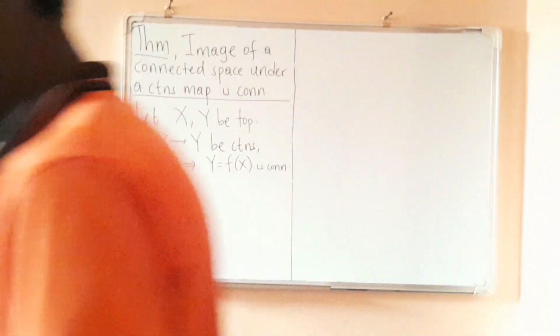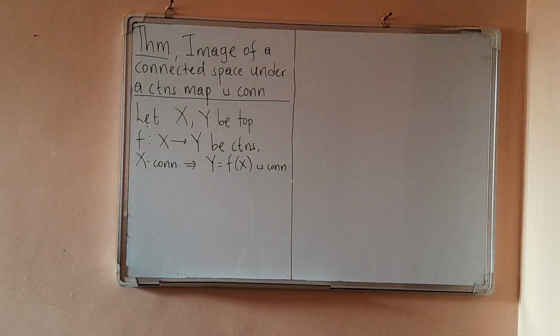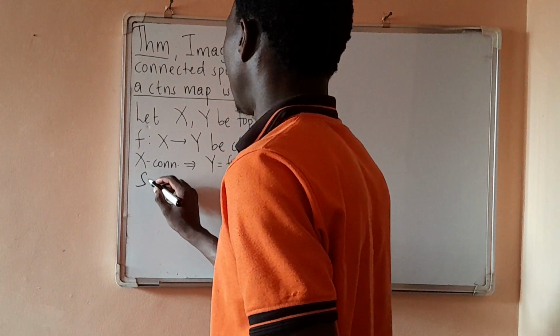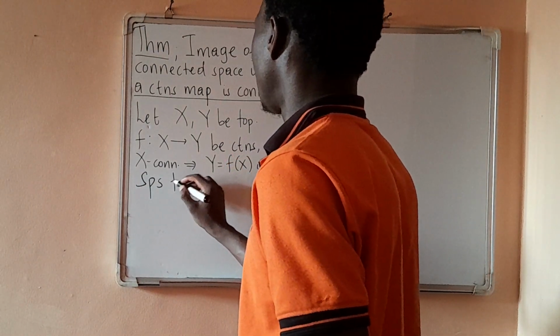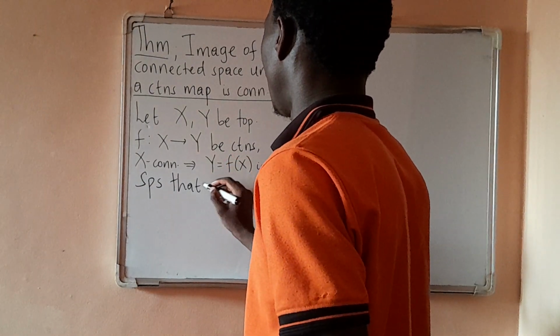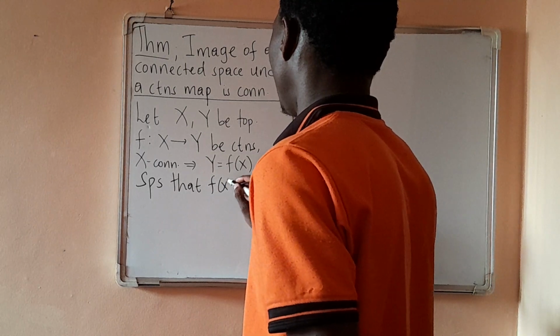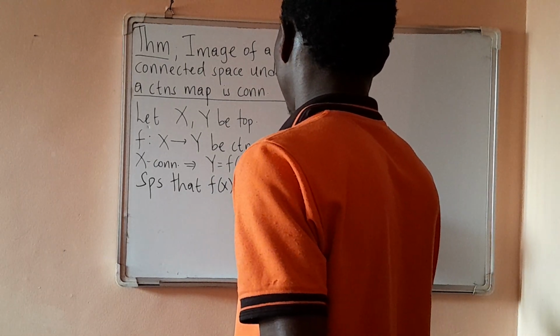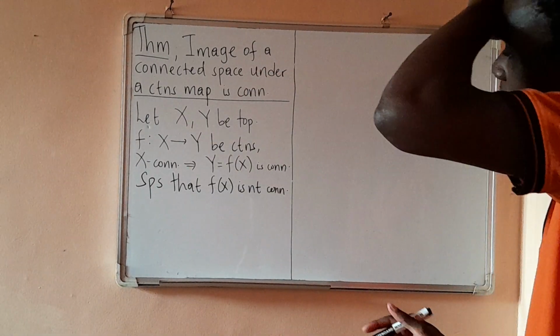Now, how can we prove this? I'm going to prove this by contradiction. So we suppose that F of X is not connected.